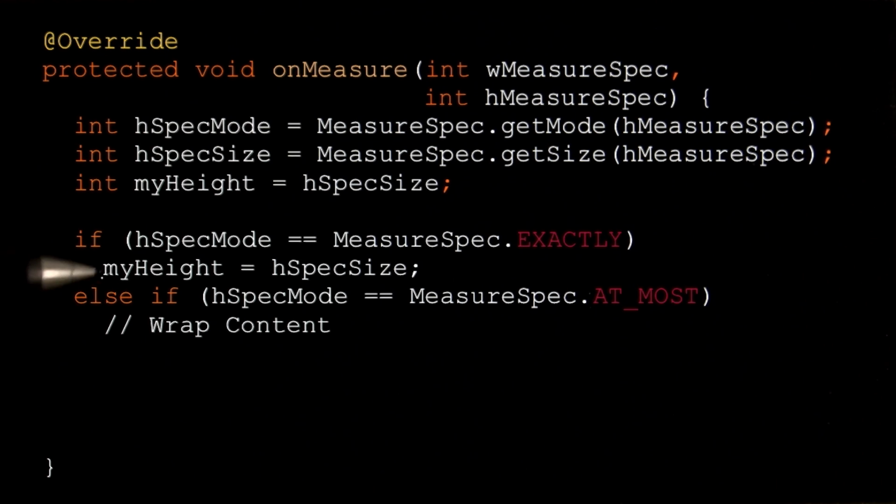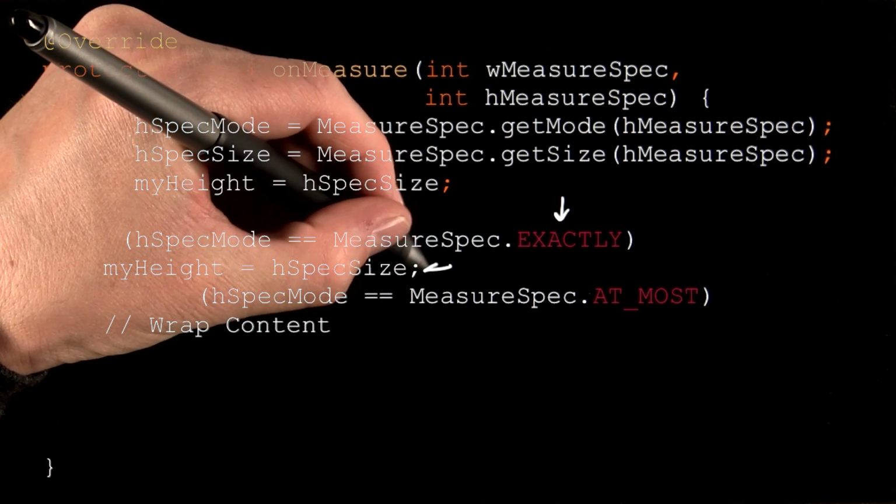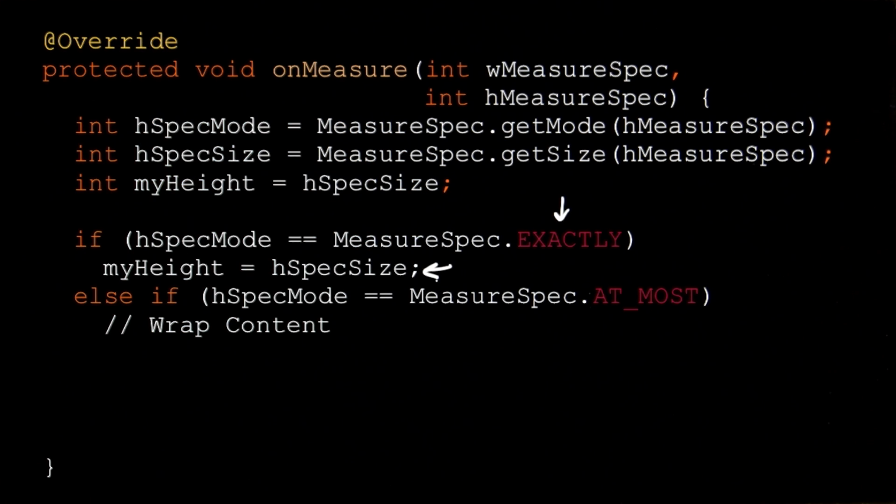If the returned mode is EXACTLY, the view will be placed into an area of exactly that size. You'll be passed that value if the layout has specified a specific size, or if the view has been asked to fill the parent. In either case, it's best practice to simply return the value passed in, unless that value is below your view's minimum size, in which case you can return the minimum value and rely on the parent layout to crop or scroll as necessary.